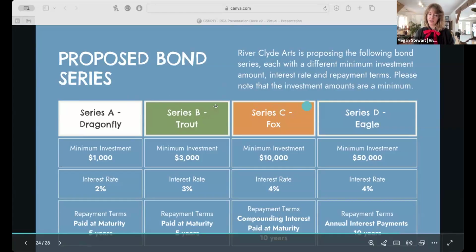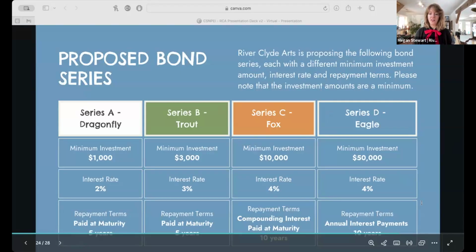Series C is for a slightly larger investment of $10,000. The interest rate is a little bit higher at 4%. The repayment terms are that this bond generates compounding interest and it's paid back at maturity within 10 years. So with compounding interest, everything is paid back in 10 years. Then with Series D, the minimum investment is $50,000, again with a 4% interest rate. This bond offers annual interest payments, and the term to maturity is 10 years.